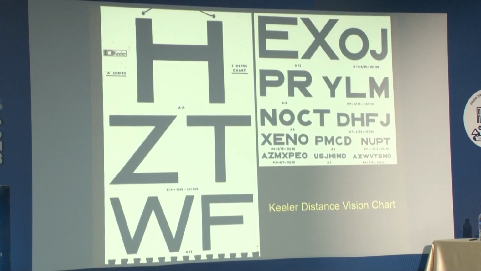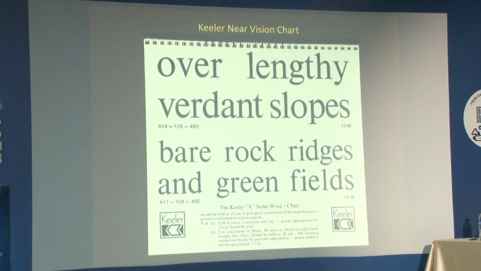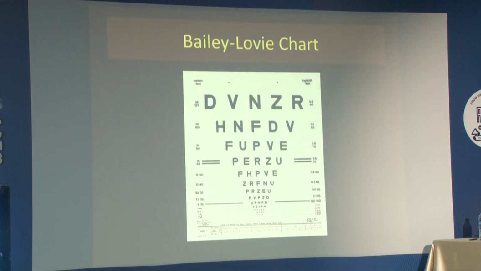Right, so I have actually a few slides of the special charts, and this is only for the sake of completeness that I'm showing you these charts. We don't use them. We used to, but not anymore. We don't use them in our practice, but we have them in the clinic. This is the Keeler chart for distant vision recording, and it is used at a distance of 3 meters from the patient. And this is the Keeler near vision chart. No need to bother yourself about these charts.